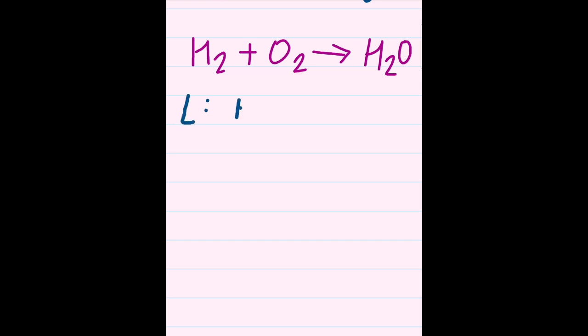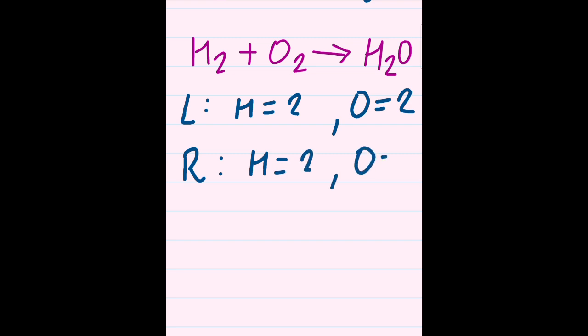Now let's solve the equation we saw in the beginning. H2 plus O2 forms H2O. The first rule is very simple. Never guess. Count the atoms first. On the left hand side, there are 2 hydrogens and 2 oxygen. And on the right hand side, there are 2 hydrogens and 1 oxygen. Hydrogen is already balanced, but oxygen is not balanced. There are 2 oxygen on the left hand side and 1 oxygen on the right hand side.